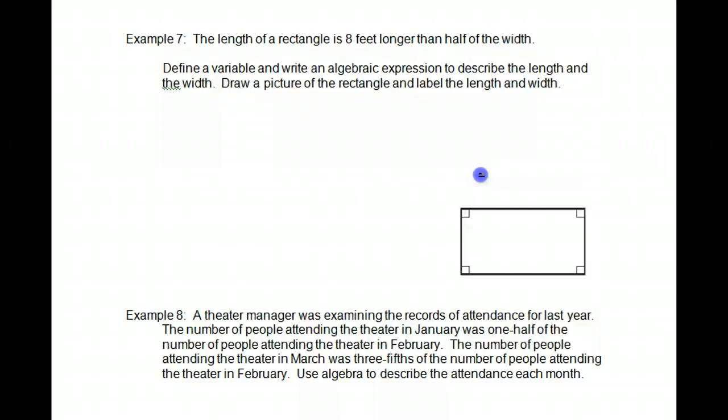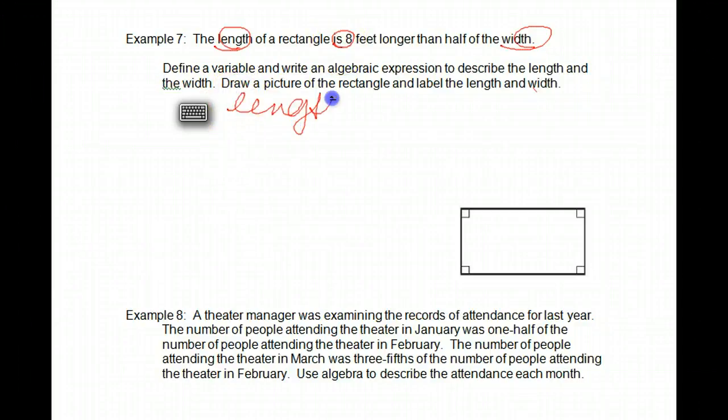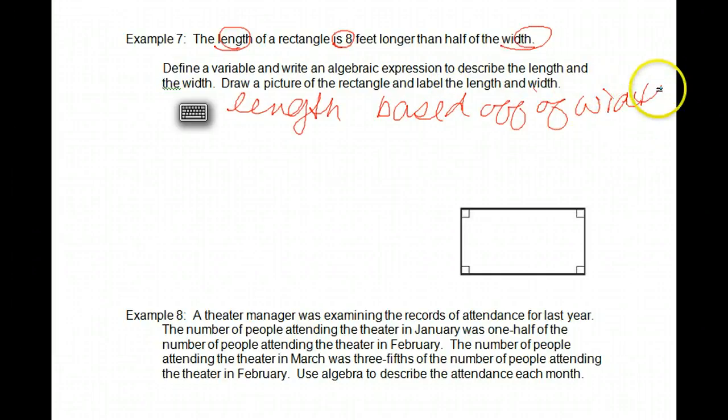Okay, by now everyone should have had an opportunity to complete example 7. This problem told us that the length of a rectangle is 8 feet longer than half of the width. Length is based off of width. That tells us that width is our starting point.